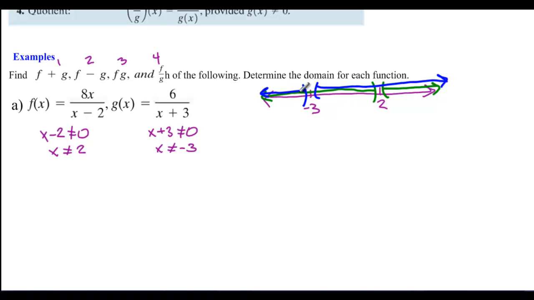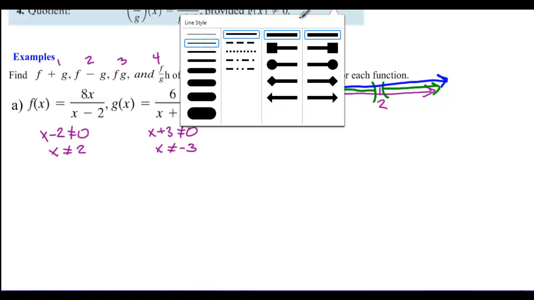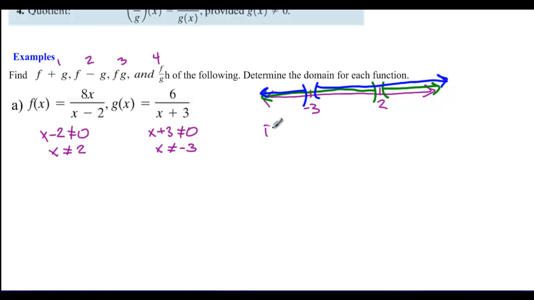So it gets a little bit difficult, but we're just looking for where both of these colors are. So the domain for f and g is going to be where they're overlapping or where they share. So the domain of f intersected with the domain of g. So everything up to negative 3 is shared. So from negative infinity to negative 3.